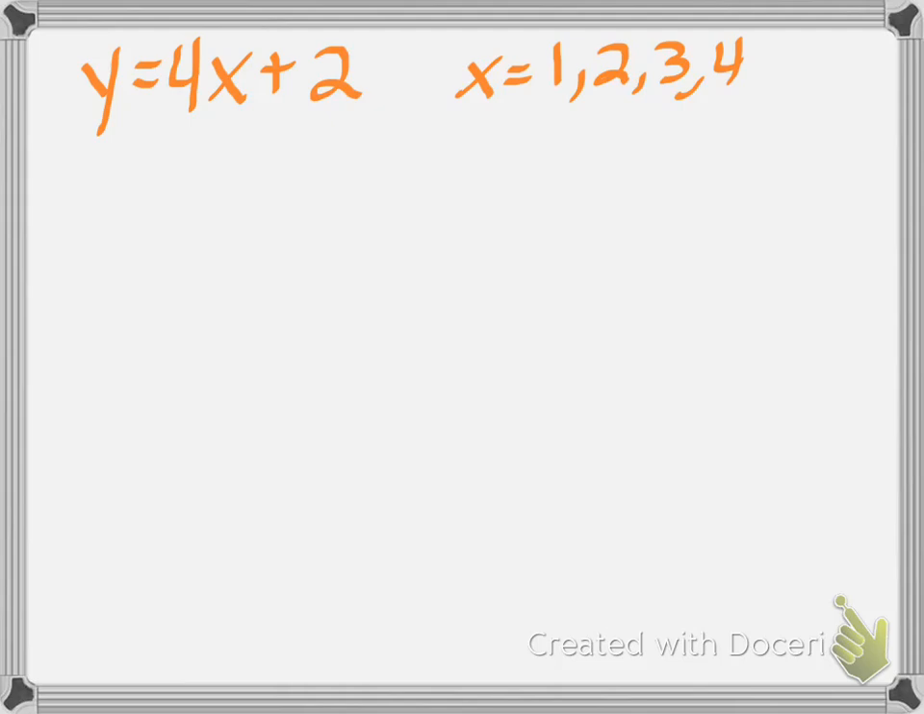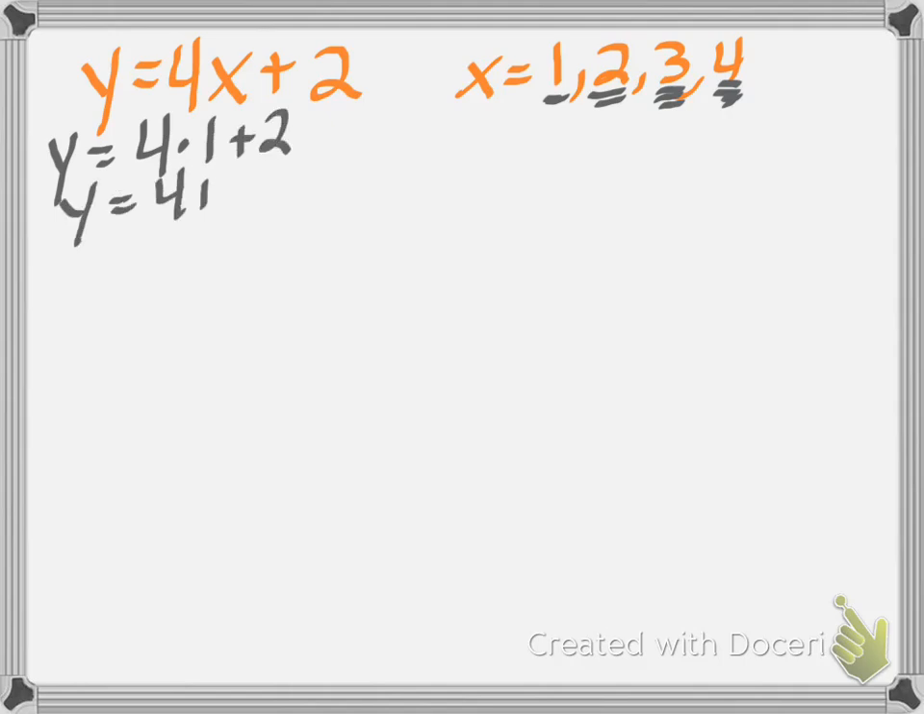Let's look at a second one, y equals 4x plus 2. And this time we have 4 different values of x that we need to solve for. So again, let's take it one step at a time. Let's do x equals 1. Y equals 4 times 1 plus 2. We multiply first, so 4 plus 2. That means y equals 6. So my first ordered pair is 1, 6.